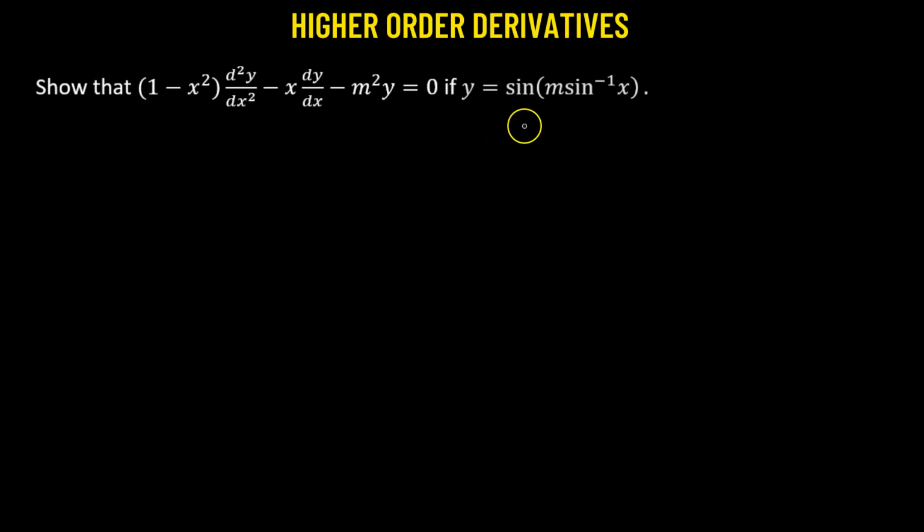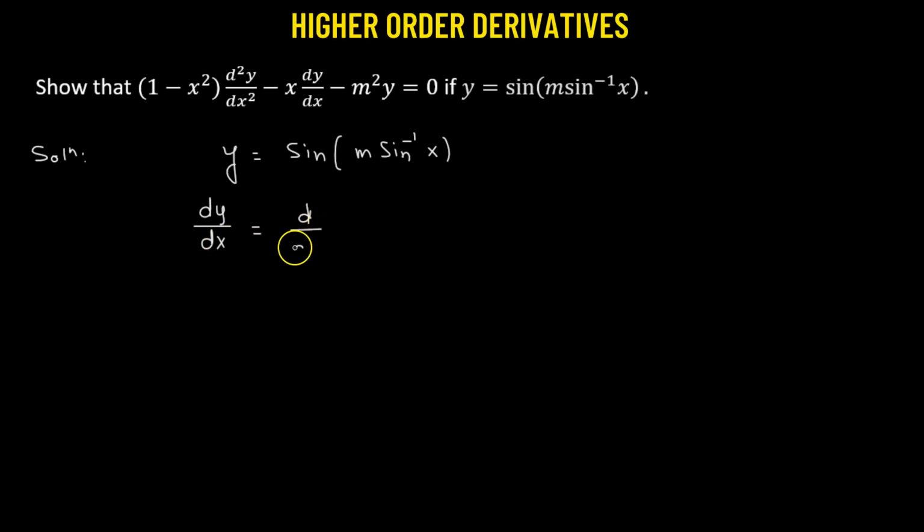If we have y equals sine of m times sine inverse of x, then we need to show that this given expression or this equation holds true. So let's begin. Here we are provided with y equals sine of m times sine inverse of x. So what we'll do is we'll take the derivative on both sides with respect to x.